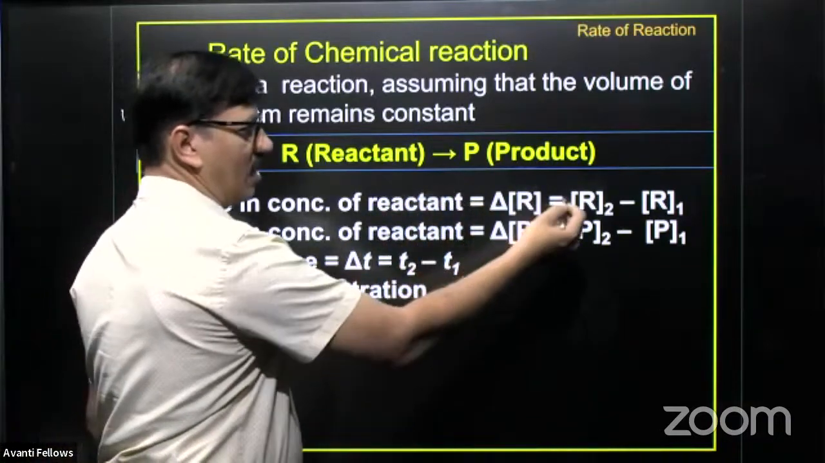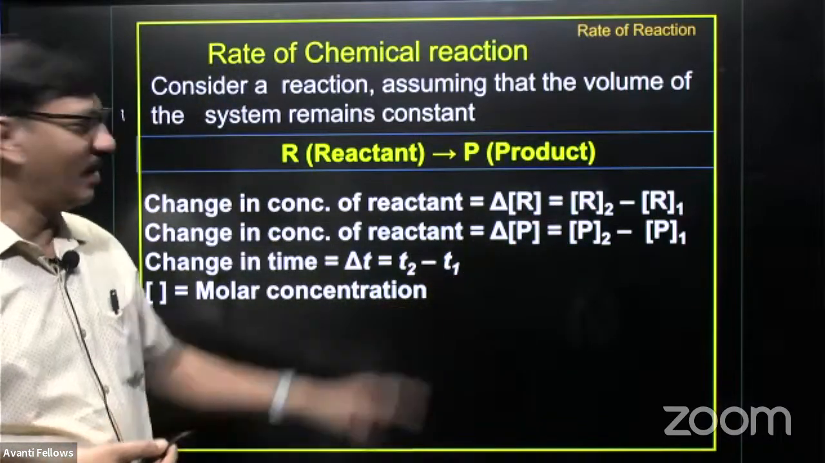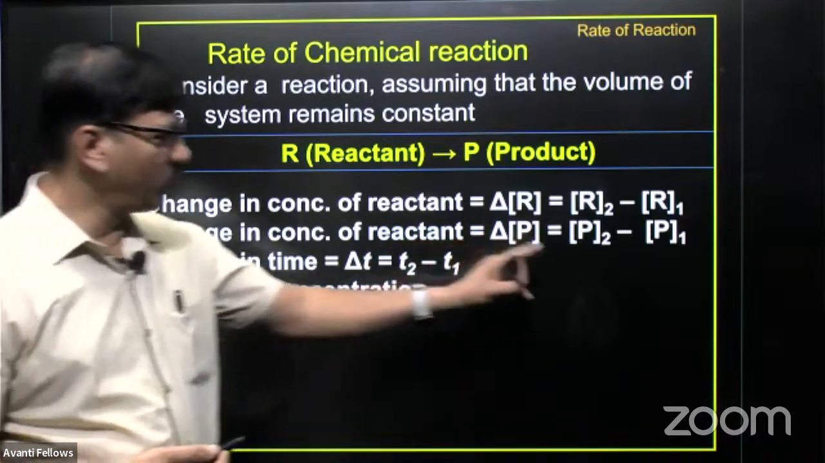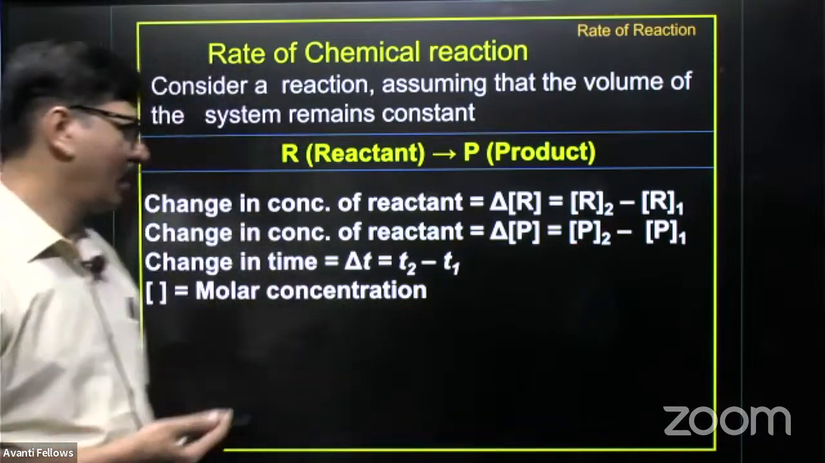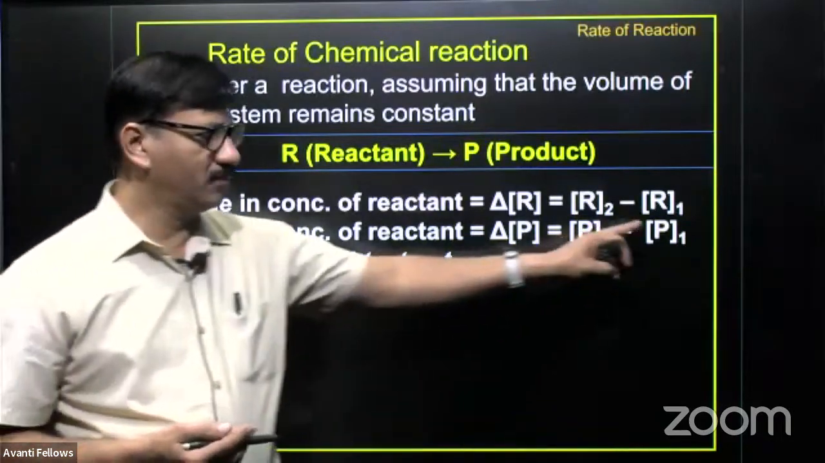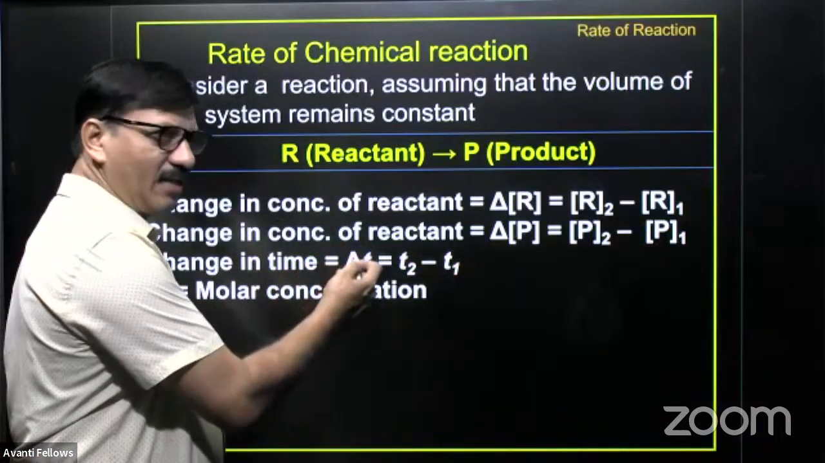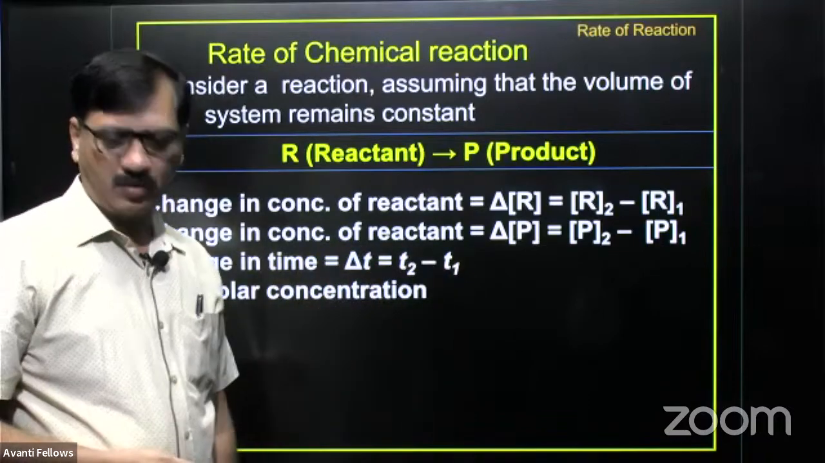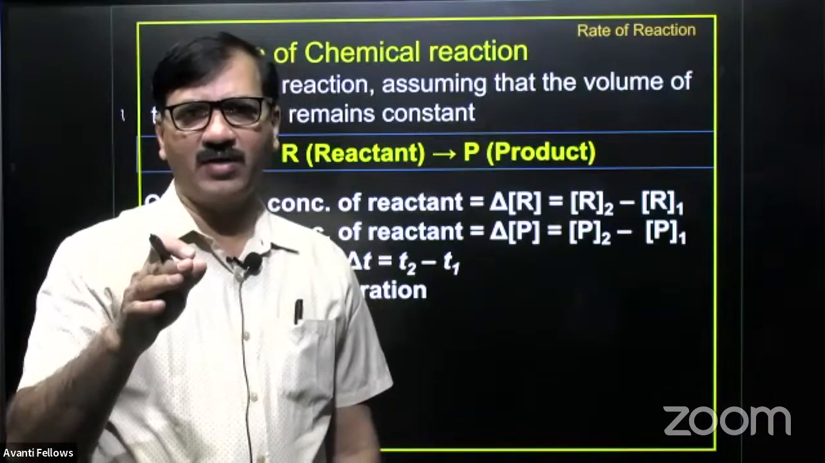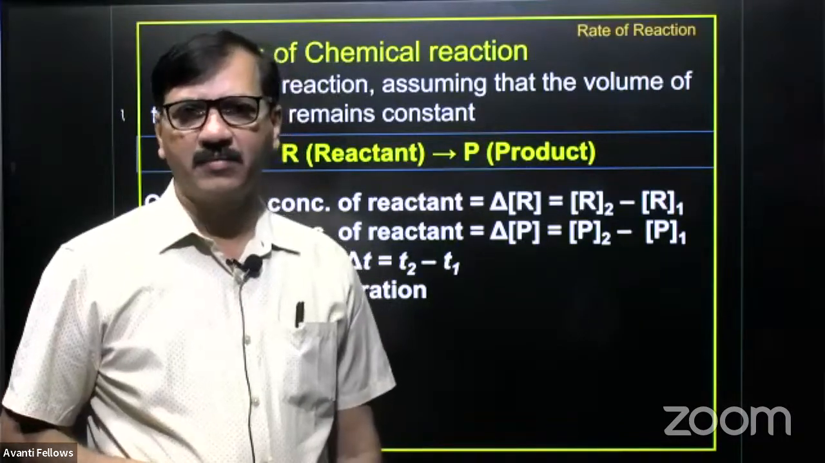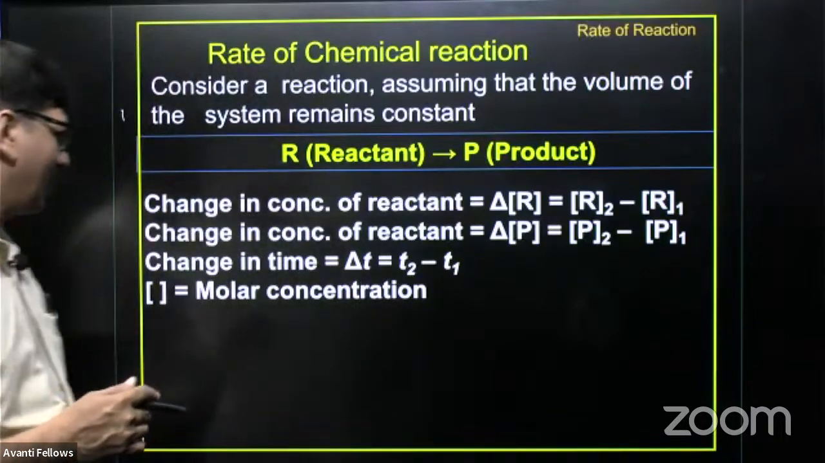Change of concentration is R2 minus R1. Change in concentration of the product, delta P, is P2 minus P1, where P2 is the concentration of P at time T2, and P1 is the concentration of P at time T1. So the change in time, delta t, is T2 minus T1. Suppose it has started from 2 seconds and ended at 10 seconds, then 10 minus 2, that is 8 seconds, is the delta t.